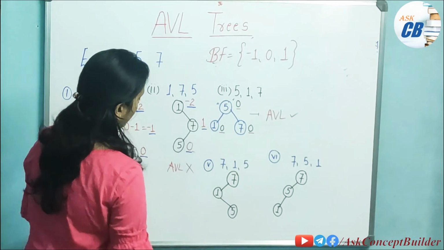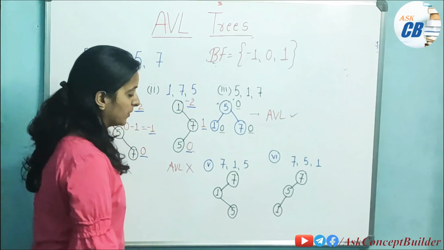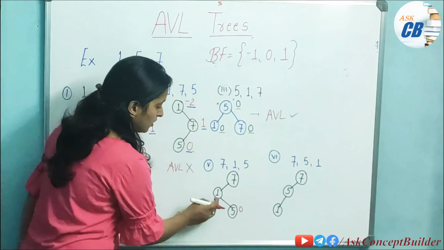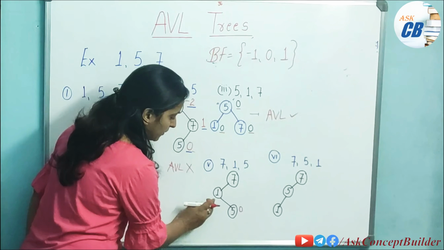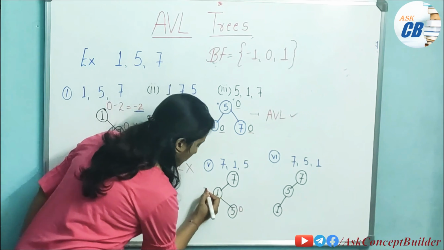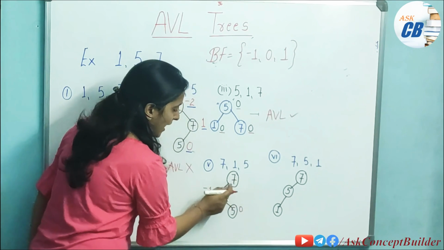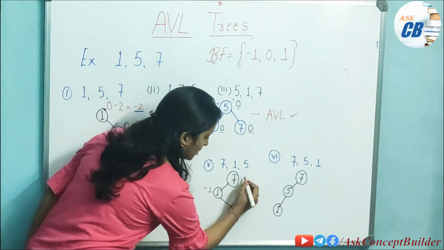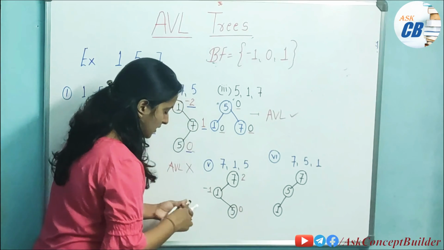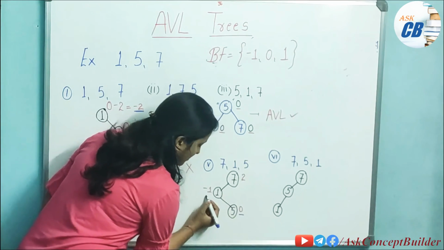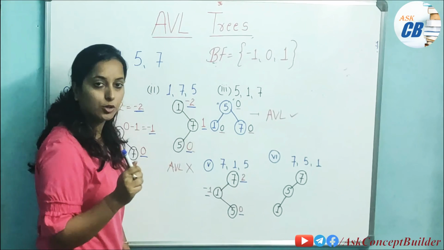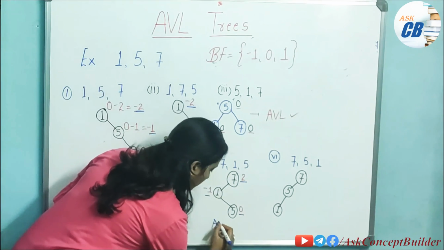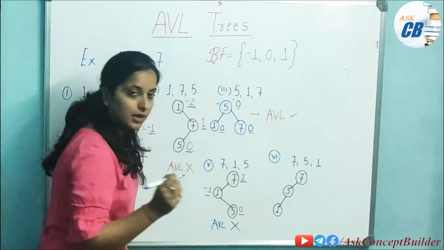Now 1, 2, 3 we have checked. For this one, the balance factor for this node will be 0, this is a leaf node. For this one, the height of the left subtree is 0, so 0 minus 1 is minus 1. For this node, the height of the left subtree is 2 and the right subtree is 0, so 2 minus 0 is 2. Now 0 is fine, minus 1 is fine, but 2 is not a correct balance factor. So this is not your AVL tree.